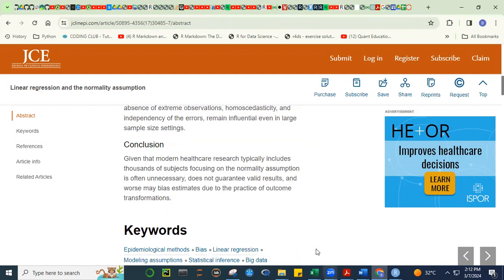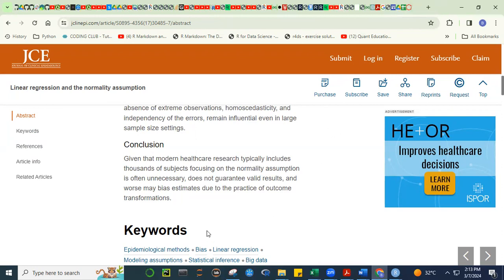Take a look at the conclusion. Sa modern healthcare, importante ito. So ang sinasabi dito, kung yung research includes thousands of data, so malaki yung data, hindi na kailangan, kahit na ma-violate yung normality assumption, okay lang. Instead of focusing on it, the normality assumption is often unnecessary. And kahit na i-transform yung data, hindi naman guaranteed na magiging valid yung results. And worse, it may bias estimates. Okay?